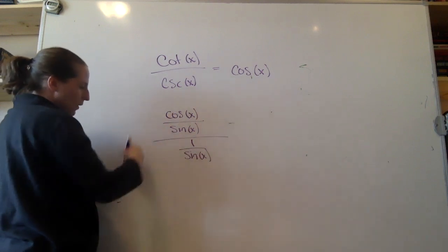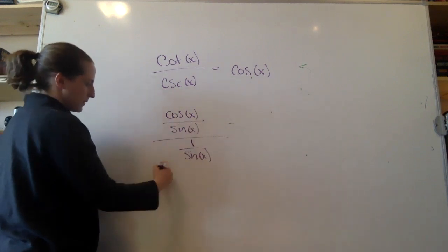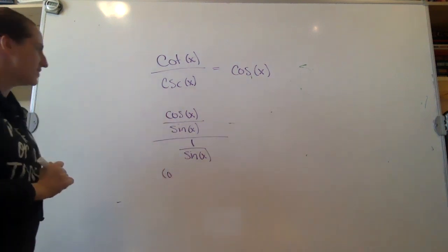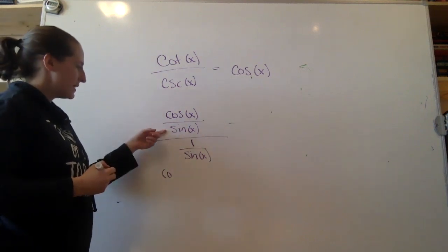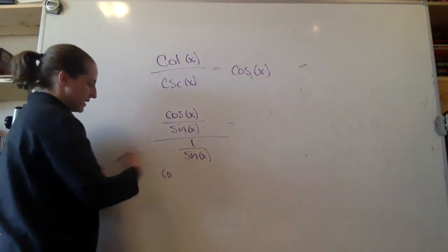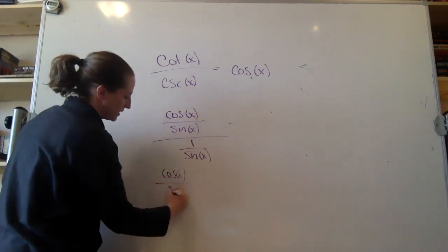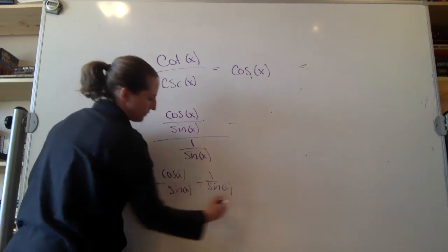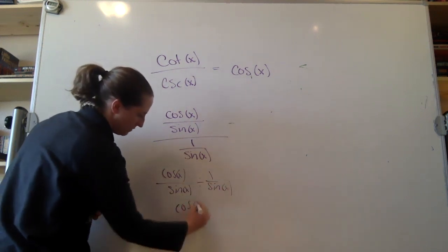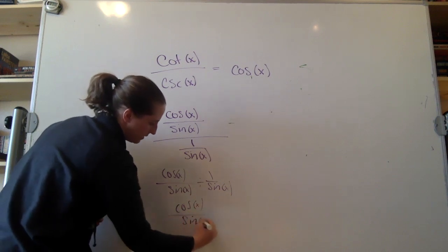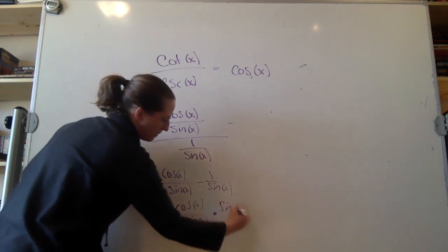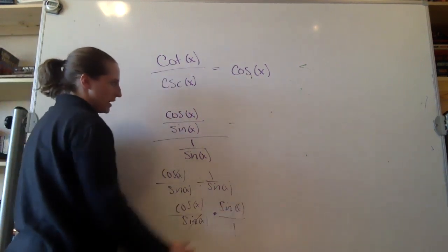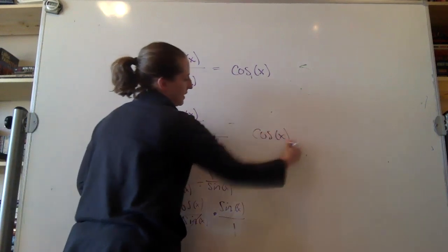Okay. So now we're going to simplify this by remembering how we divide fractions. Cosine divided by sine divided by 1 over sine is the same thing as cosine over sine times sine over 1, multiplying by the reciprocal. The sines cancel, and we're just left with cosine of x.